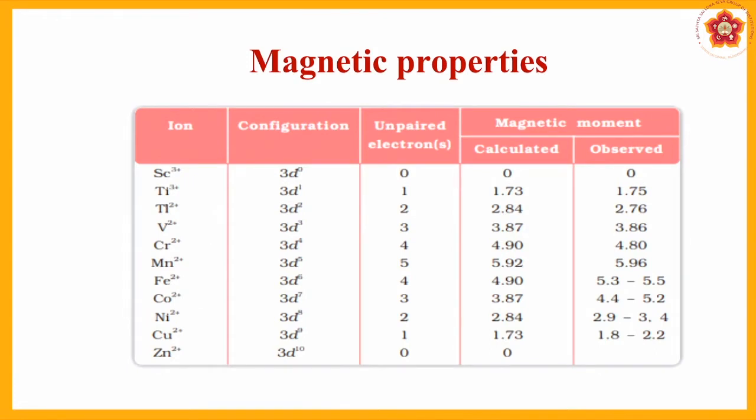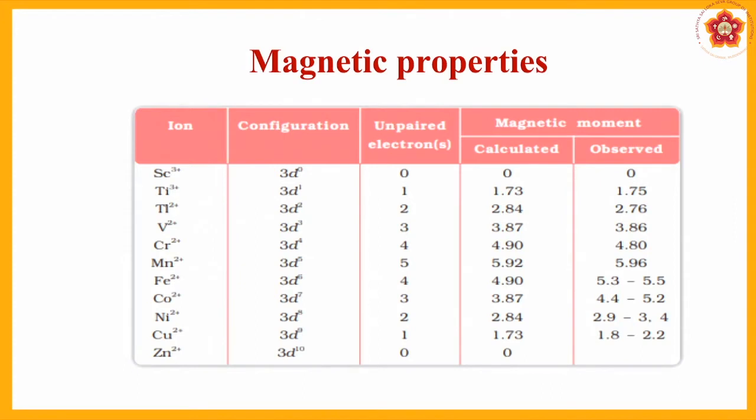But the observed ones will more or less be near to it. It may not be perfectly in sync, but it will be close, and here there are some examples. Calculation is absolutely easy. Just identify the electronic configuration of that particular ion. For example, let me talk about the chromium +2 ion that is considered in the table.